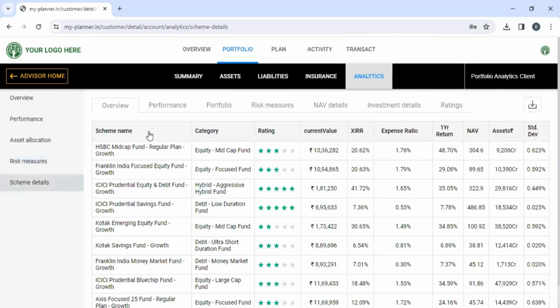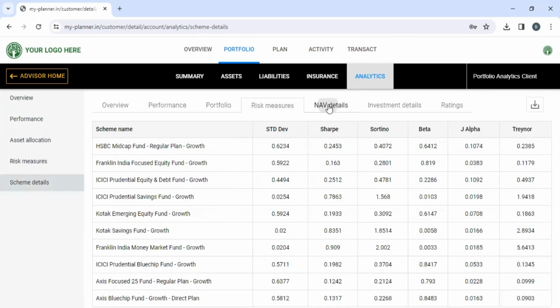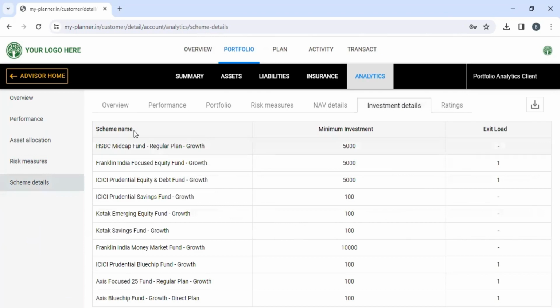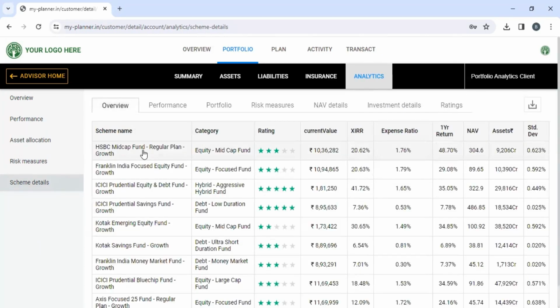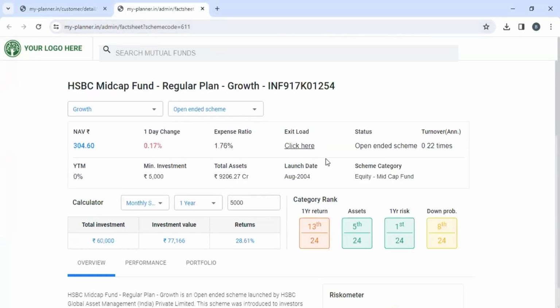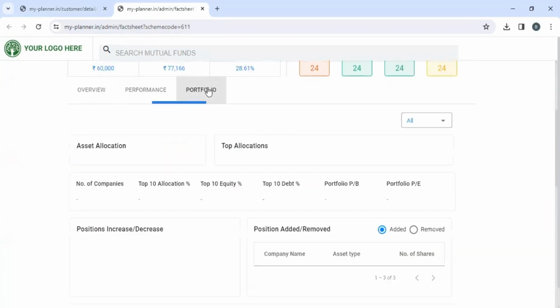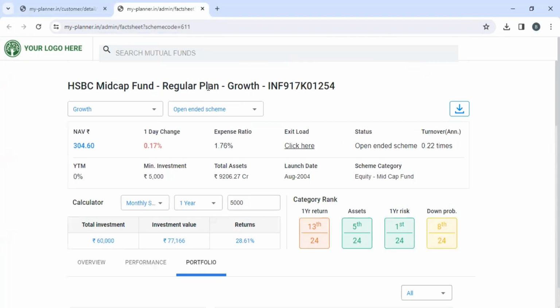And then again, scheme details. Investors most of the time don't have ready reference of all the data on the schemes they have invested in. So every mutual fund portfolio's schemes have been very neatly categorized into these sections, and each scheme can be further clicked to see a very detailed fact sheet. It again has the overview, performance, portfolio and tools. So if at any point you are sitting with your clients, or the client wants to explore themselves, they can see and discover all these aspects about their portfolio.